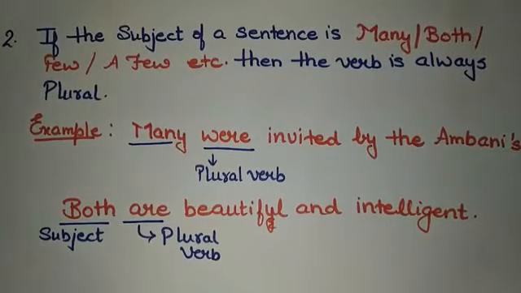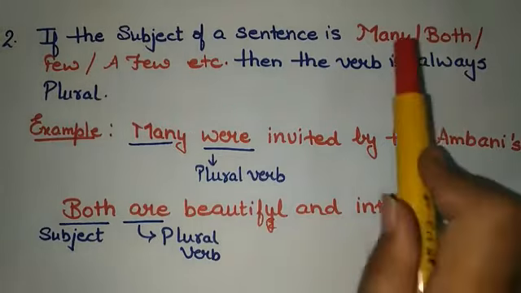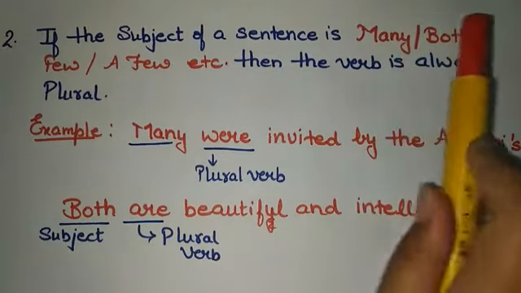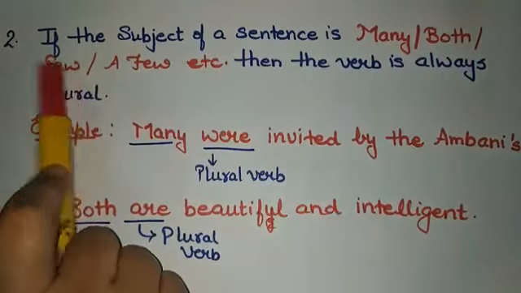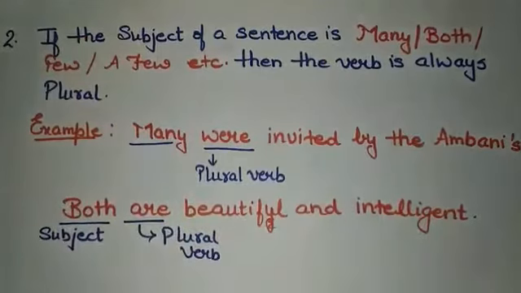And the next rule for today, rule number 2, is, if the subject of a sentence is words like many, both, few, a few, etc., then the verb is always plural. Because see, many is representing more than one. It is a plural. We use many to show plural. And both means two. That is again more than one. So we have to use a plural verb.